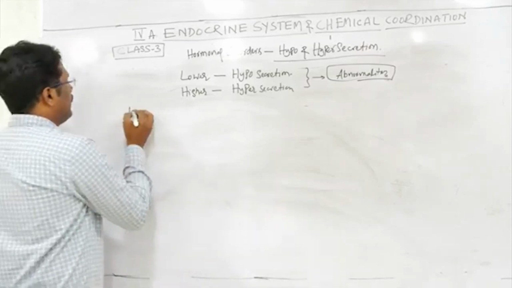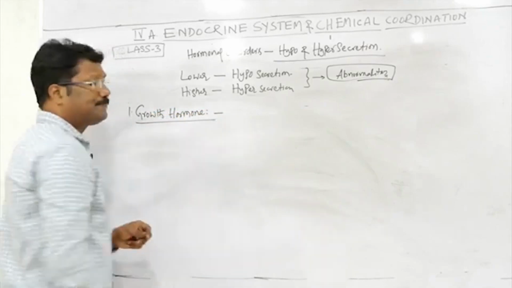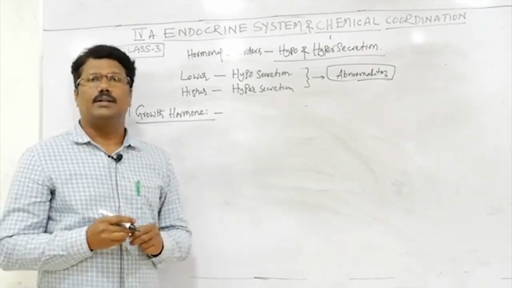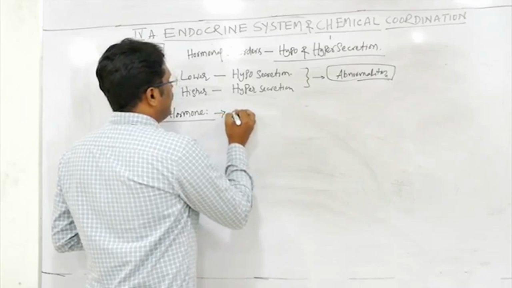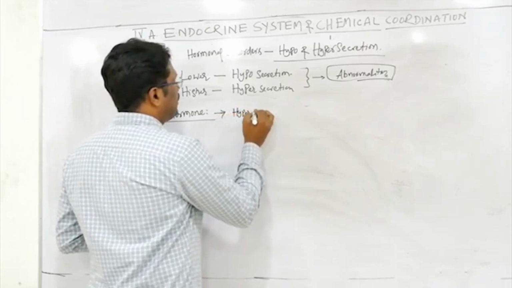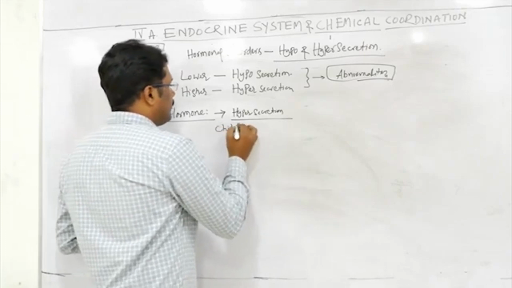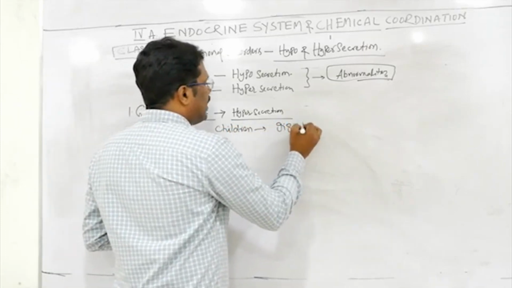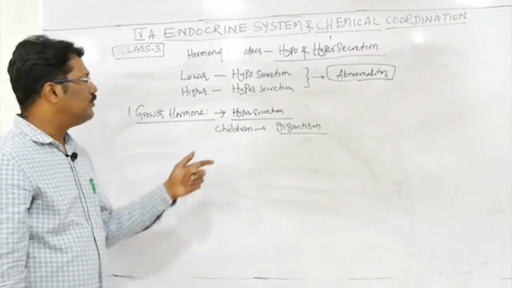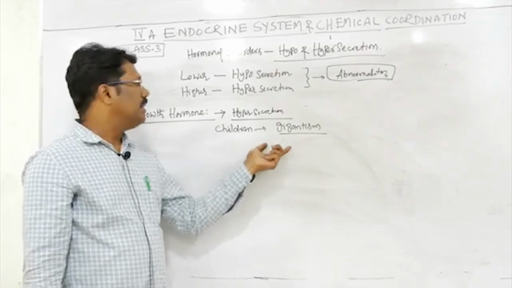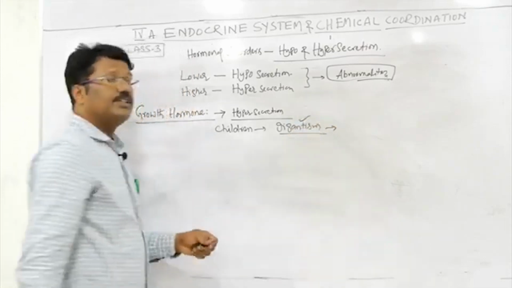The first one is growth hormone. We know that growth hormone is responsible for growth and repair as well as differentiation of the body. But if this is secreted in excess amounts, that is hypersecretion, in case of children it leads to gigantism. Gigantism means the body increases in size and looks very huge when compared to the age of the children. So size will be high, hence we call it gigantism.